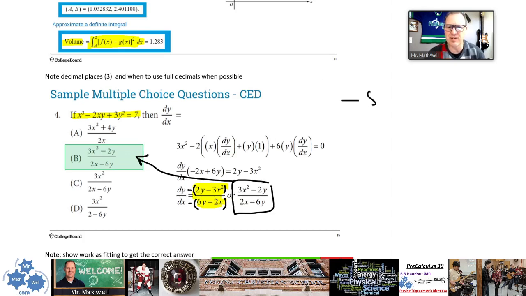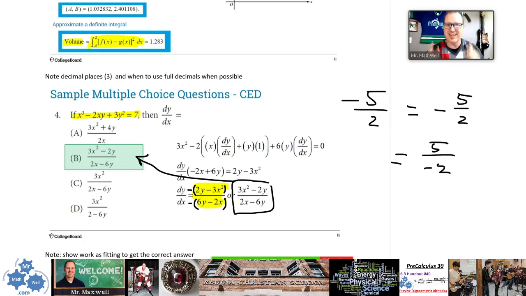So you know what I mean? Like -5 over 2, that's the same as negative of 5 over 2, right? It's also the same as 5 over -2. Those are all the same, and that's fine. But you have to realize that, hey, you might not be wrong. You might just have a negative version of the numerator and a negative version of the denominator. Okay? So just a heads up there.